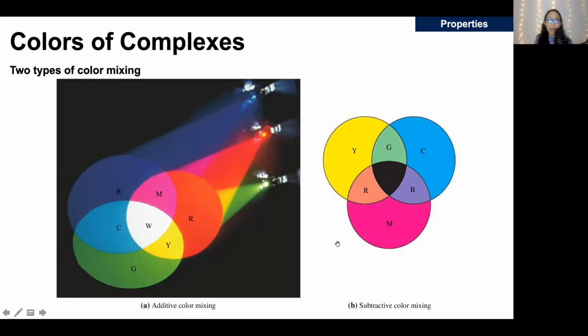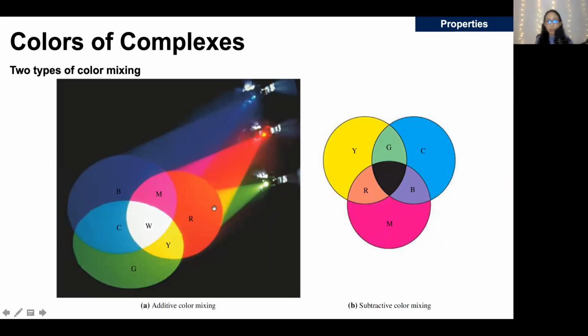The additive color mixing takes place with light. If you see here in this figure on the left, those are light beams. In additive mixing, you have primary colors, which are red, green, and blue, or RGB. If you mix them, like red and blue, you get magenta, red and green, you get yellow, and blue and green, you get cyan. And if you mix all 3 primary colors, you get white light.